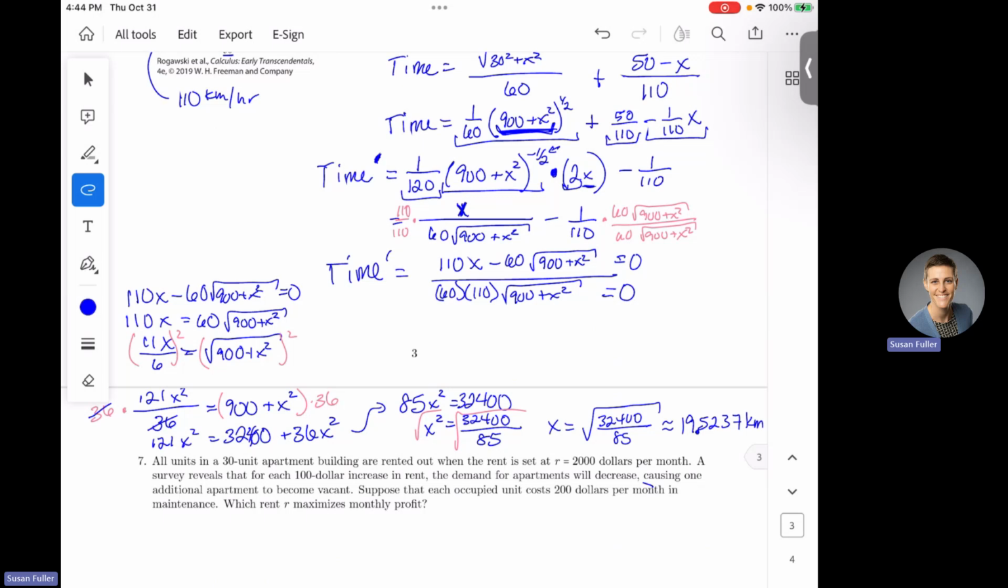Now let's look where my derivative is undefined. So we would have to set this whole thing equal to 0. Notice you can divide both sides by 60 and 110. Really, this means that 900 plus x squared would have to be 0 to push this whole denominator to 0. But that means that x squared would have to be negative 900. There's no solutions to that, right? You can't square something and get a negative out. So that means there is nowhere where this thing is undefined, which means that this is my only critical point.